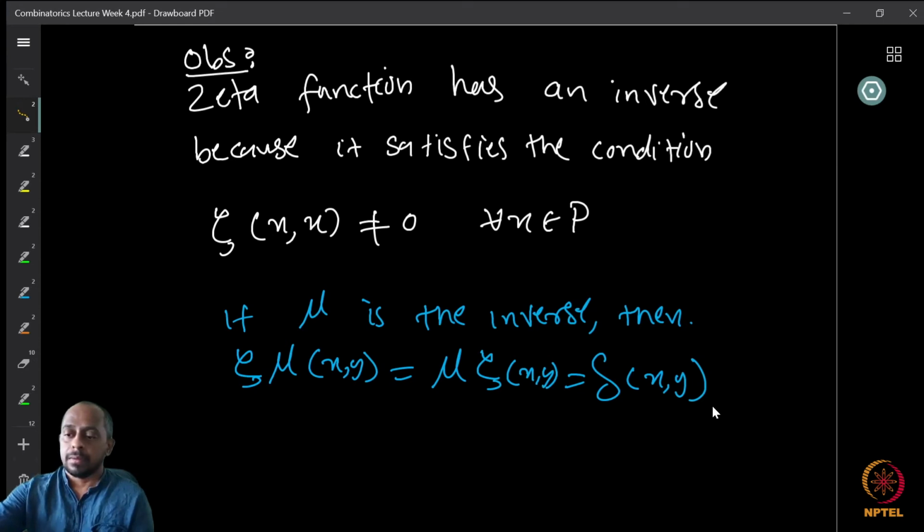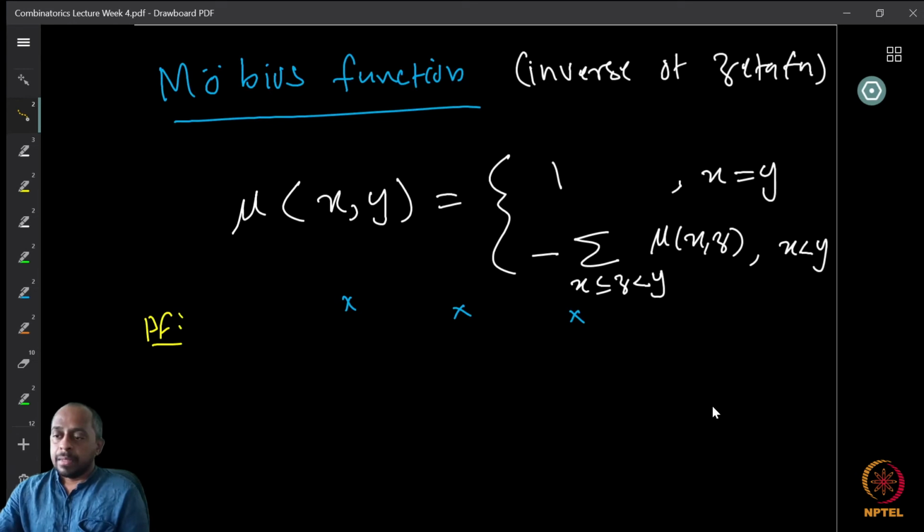Now we call mu the Mobius function. Okay? So the inverse of the zeta function is called the Mobius function, and we can see that mu of x comma y is equal to 1 if x is equal to y, and it's equal to minus the summation over x less than or equal to z strictly less than y of mu of x comma z, if x is less than y.